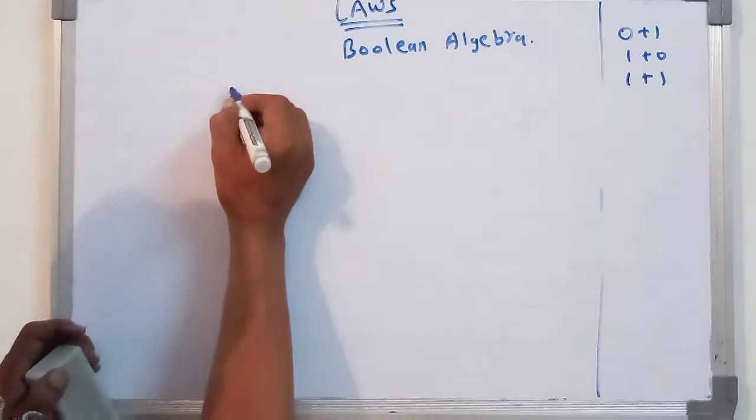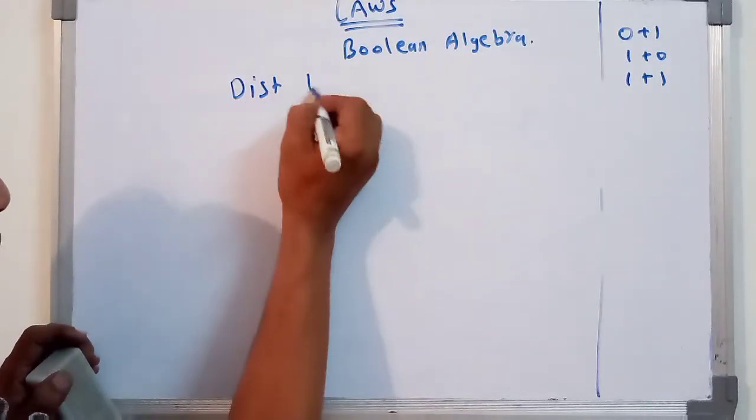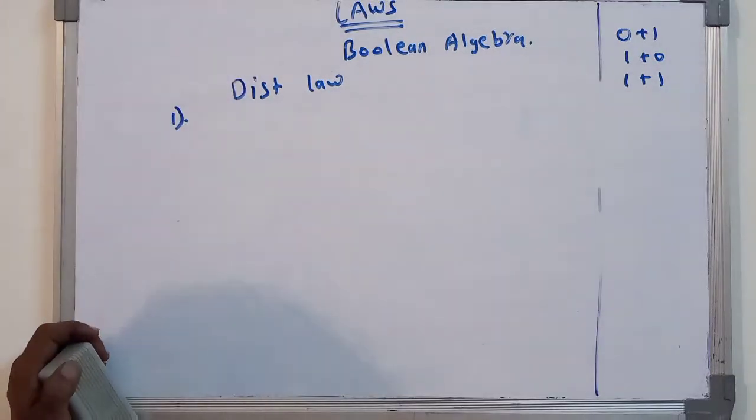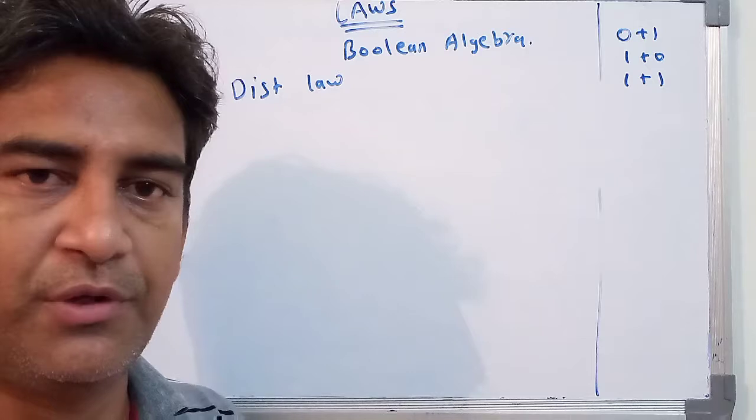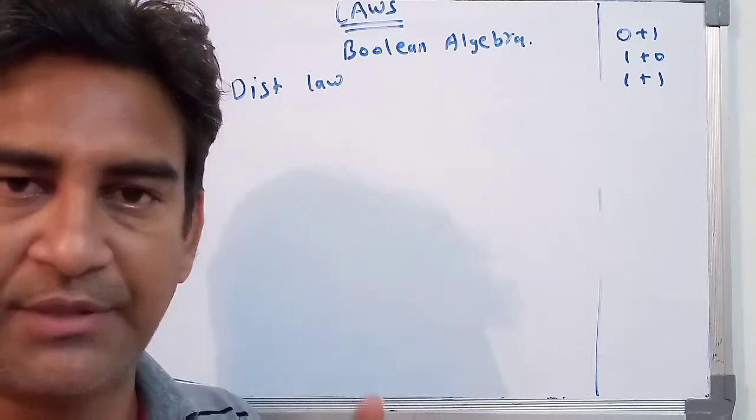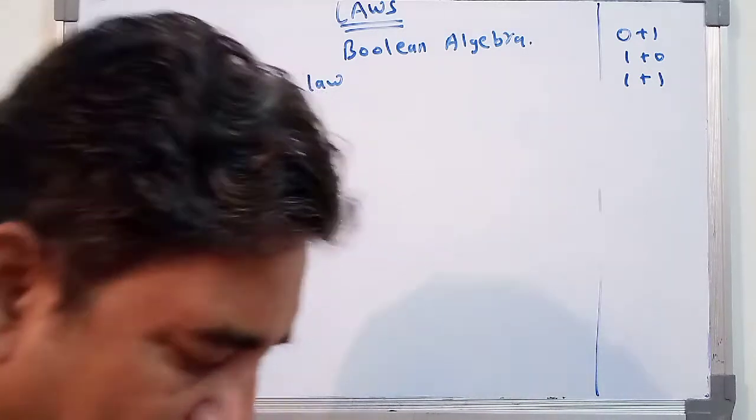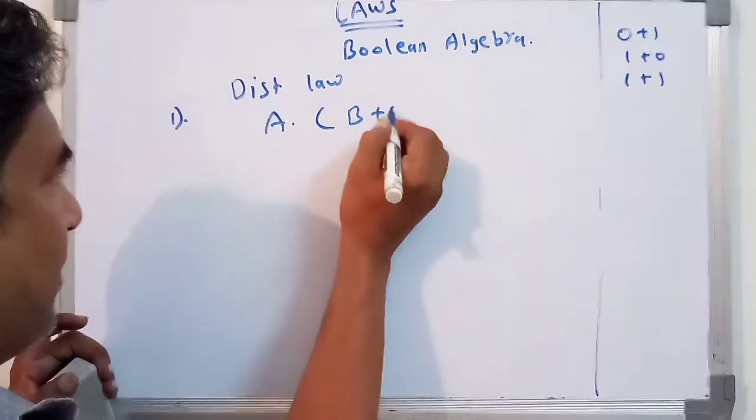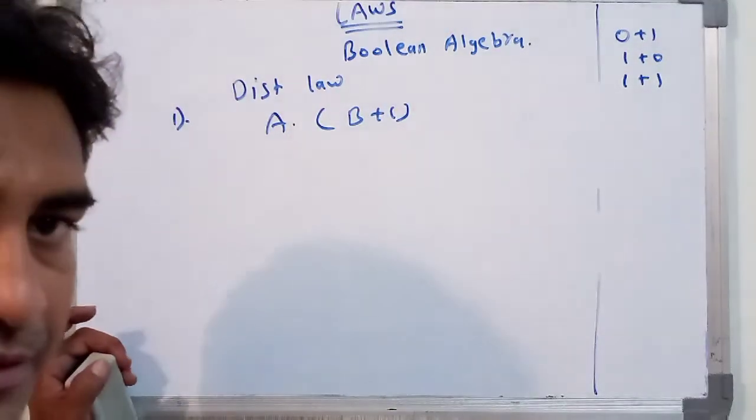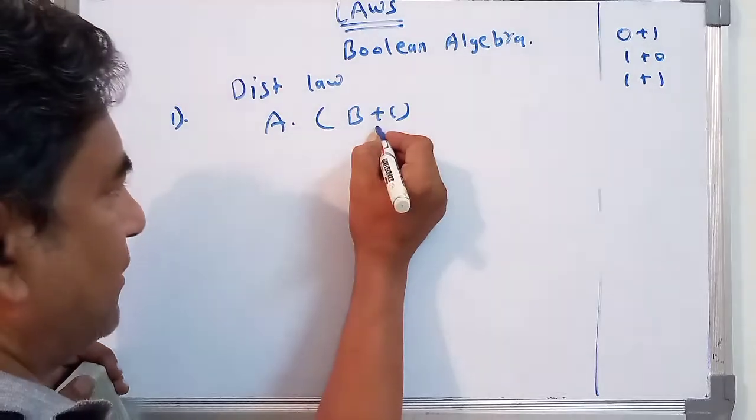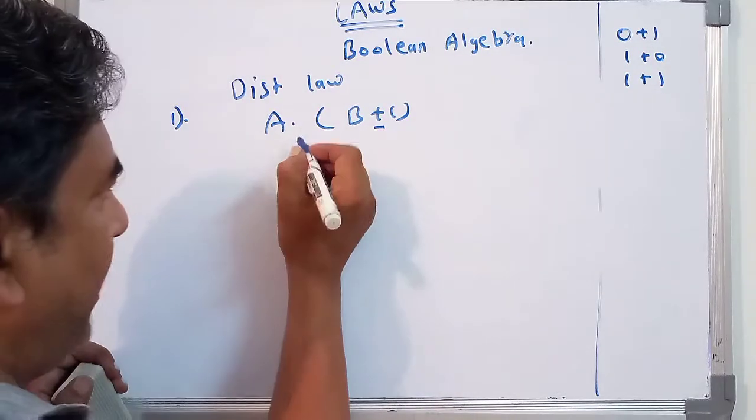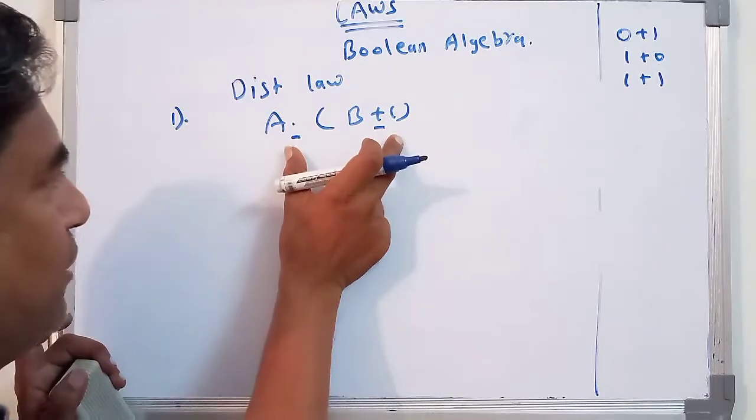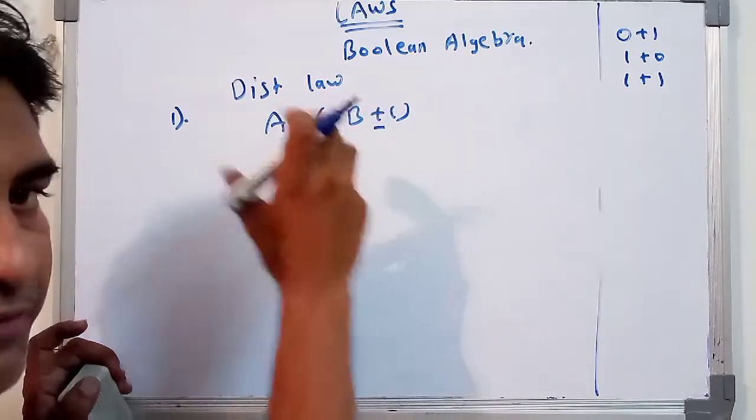Then the distributive law. The distributive law is nothing but you are going to distribute the value that is present inside the bracket. Consider that a dot, b plus c, is the value. Now it is important, this plus and this dot. From these two you are going to separate or distribute the variables.